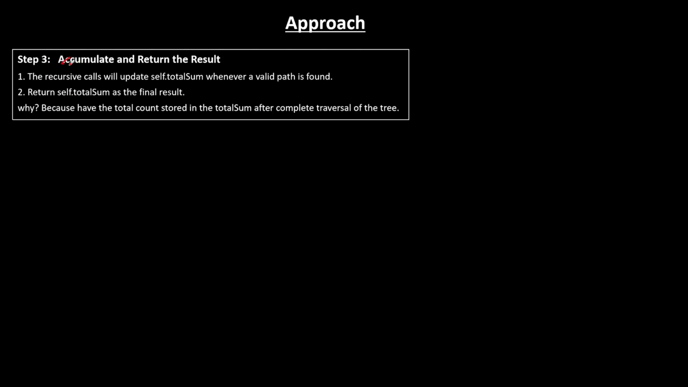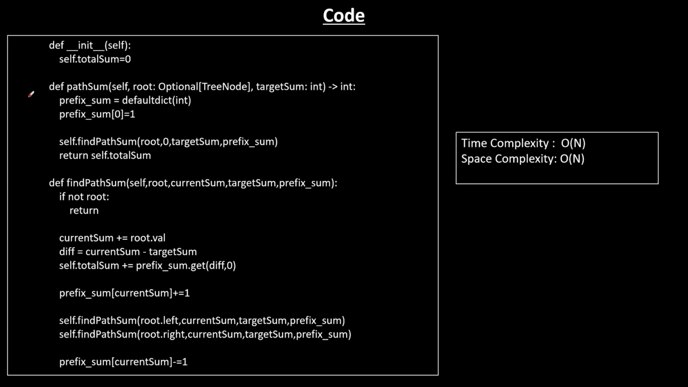Now, after doing all the traversing and finding the prefix sum, we at the end just return the total sum as a final result. That's all. The approach was exactly what we discussed in our intuition and in our example of the subarray sum of value k, right? I hope you understood the approach. Now let's move to the next slide.